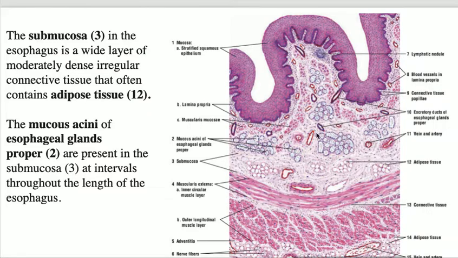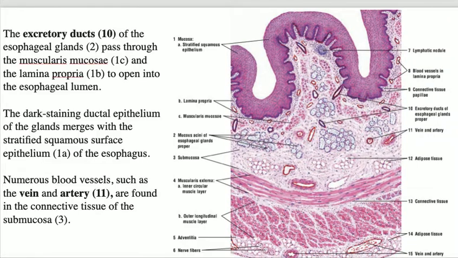This is the mucus acini, pale staining mucus acini of the esophageal glands proper, present in the submucosa at intervals and present throughout the length of the esophagus. Right, so here is the excretory duct. Here are your ducts. This is the excretory duct of the esophageal glands proper.